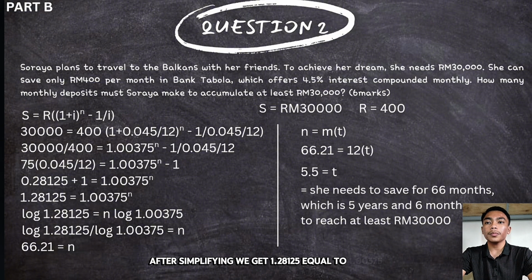After simplifying, we get 1.28125 equals 1.00375 powered by n. Taking log on both sides, we find n equals log 1.28125 divided by log 1.00375, which equals 66.21. Therefore, Soraya needs to make 66 monthly deposits, which is equivalent to 5 years and 6 months to reach her savings goal.